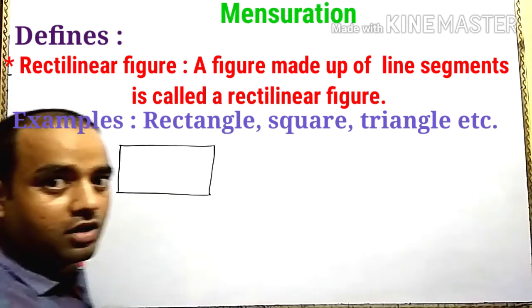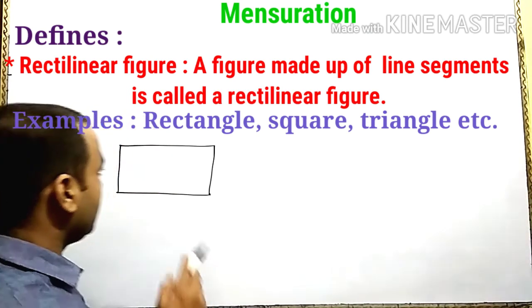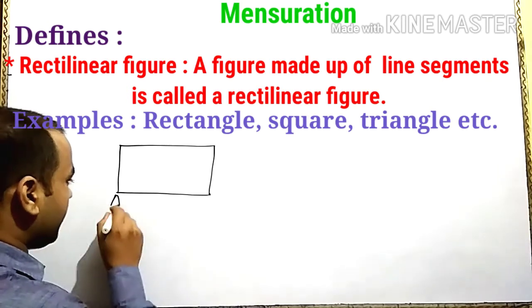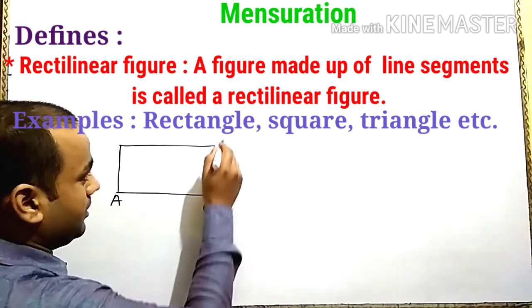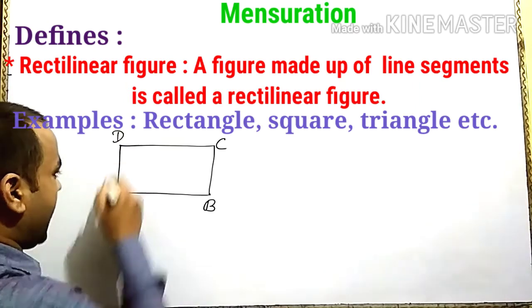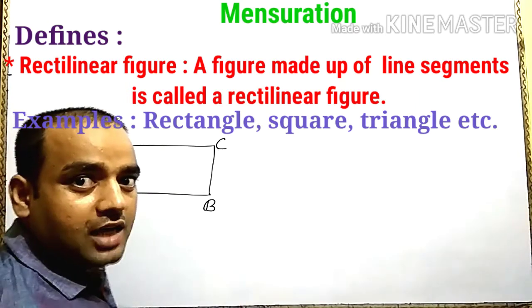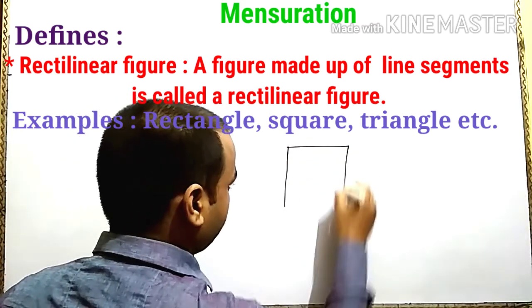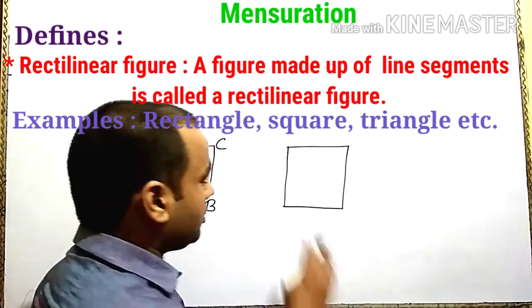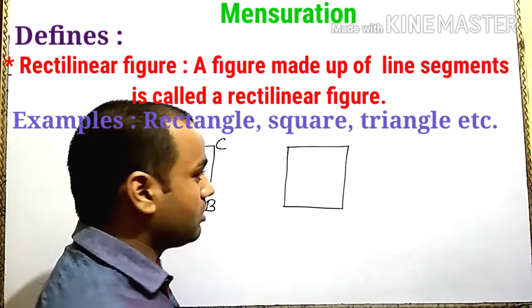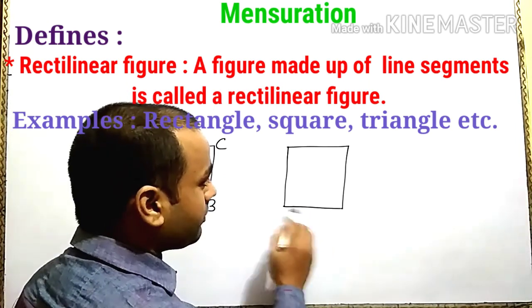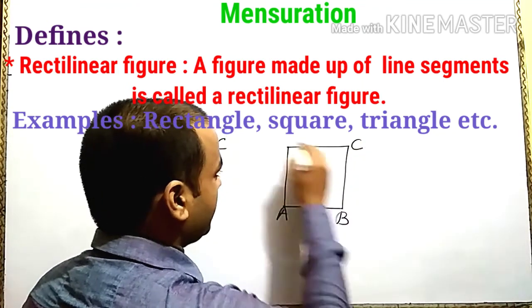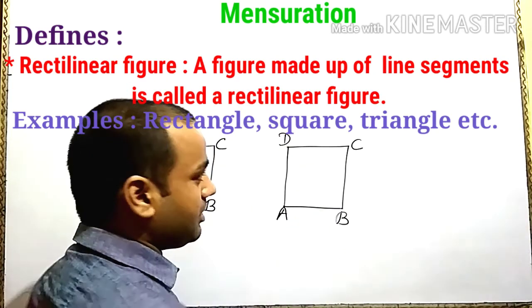This figure is called rectilinear figure because this figure is made up of line segments. Here line segments AB, BC, CD and DA. So this is called rectilinear figure. Next example, a square. This is a rectilinear figure because this figure is made up of line segments. Here line segments AB, BC, CD and DA.